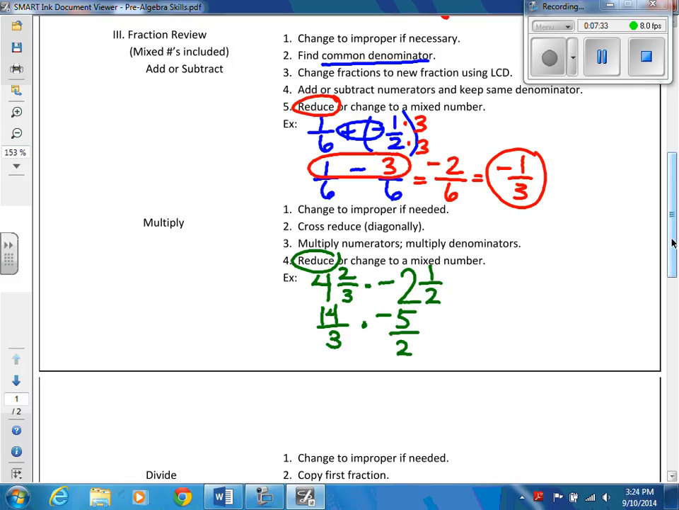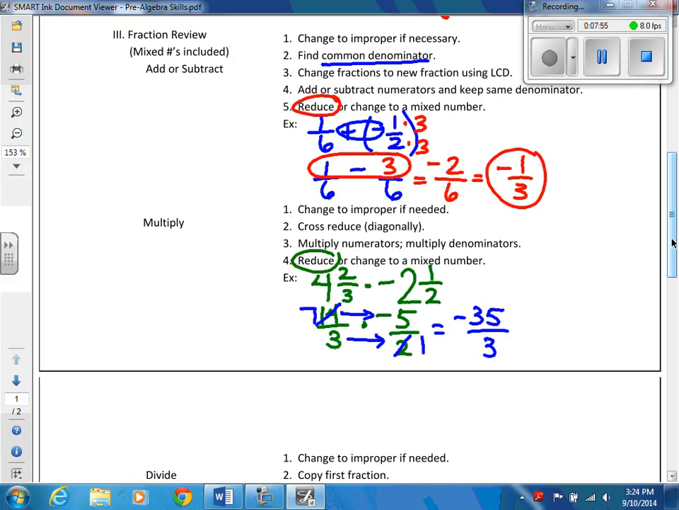All right, so now you're going to look at reducing diagonally. The 3 and the 5 have nothing that can reduce by it. They're going to stay 3 and 5. But the 2 and the 14 can be divided by the same number. 2 divided by 2 is going to leave you with a 1. 14 divided by 2 is going to leave you with a 7. And now you're ready to multiply straight across. 7 times negative 5 is negative 35, and 3 times 1 is 3.